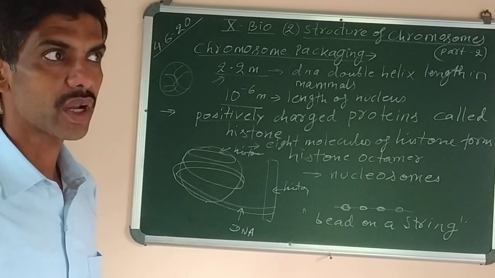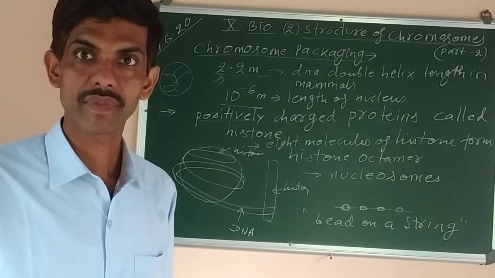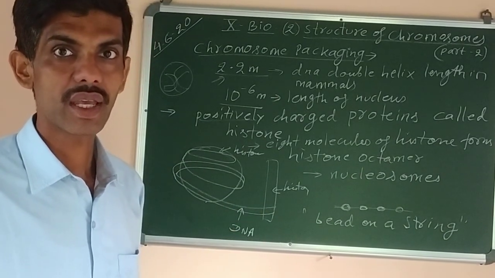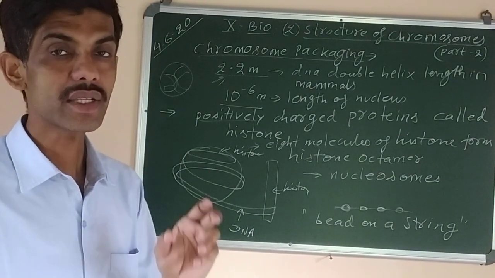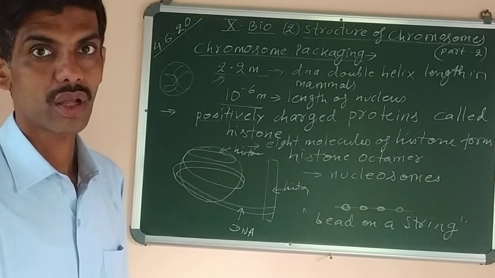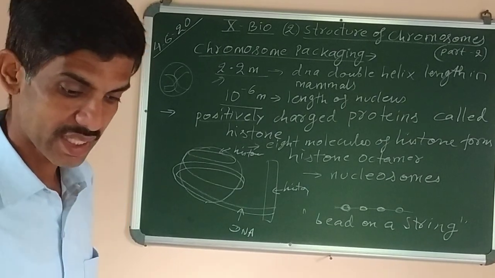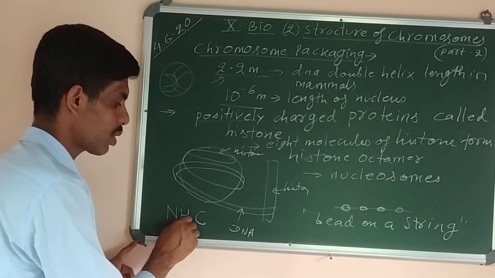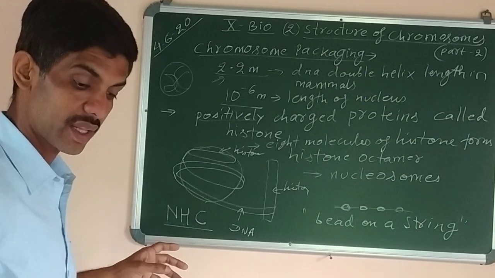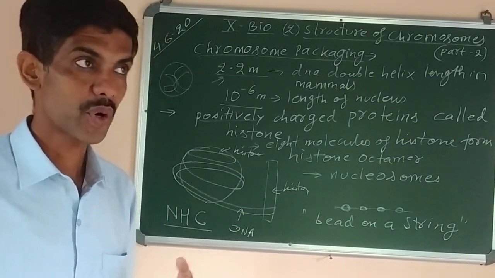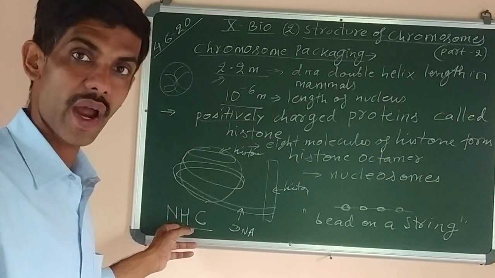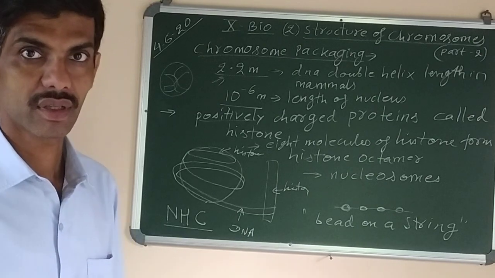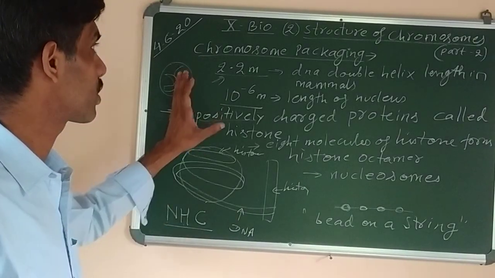Now, there is one more term called non-histone proteins. In higher organisms, the packaging of DNA inside the nucleus requires an additional set of proteins, and they are called non-histone chromosomal proteins, NHC. NHC means non-histone chromosomal proteins. So what are they? They are proteins, other than histone proteins, which are required for packaging of chromatin material at higher levels. Understood? So what are the terms we studied in chromosome packaging?